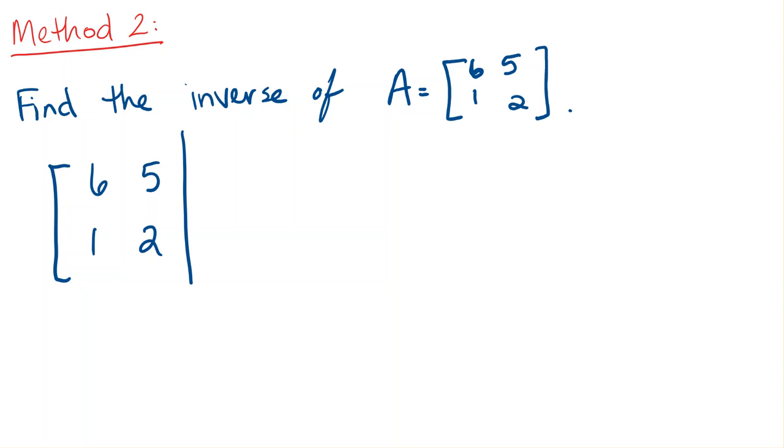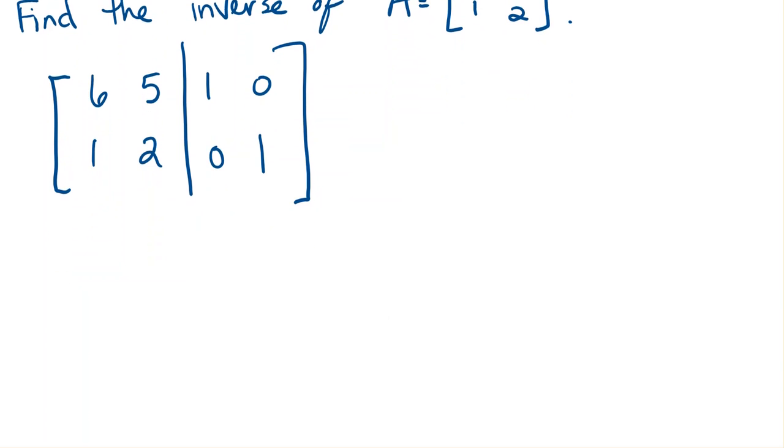Okay, then we draw a vertical bar, and here we write the identity matrix. Now our goal is to do row operations to turn the left side into the identity matrix. All the while, we're keeping track of the changes here, and then what's left over in here will be our inverse matrix.